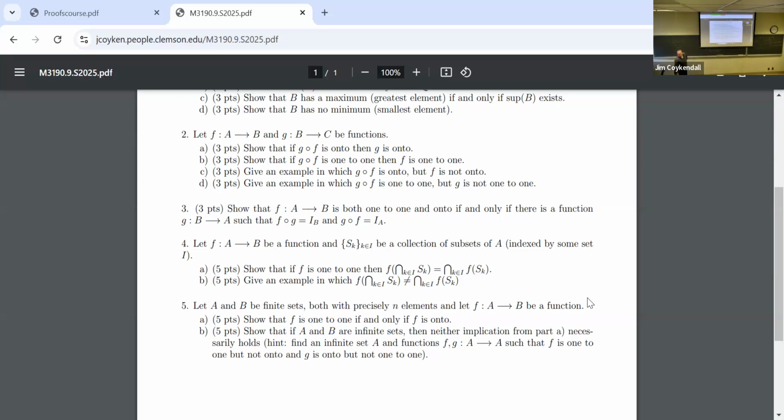This is why infinite sets create a problem. If I have a function from a set of 50 things to a set of 50 things, if it's 1 to 1, it's onto. If it's onto, it's 1 to 1. But even if you have say a function from the natural numbers to the natural numbers, it can be 1 to 1 without being onto, and it can be onto without being 1 to 1. So those should be, I hope, some fun problems to think about.